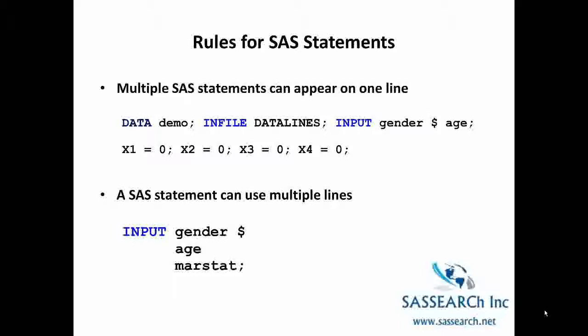The second example defines four variables and sets them to 0. Since these statements are so short, you might put them on the same line. Lastly, a SAS statement can be written over multiple lines. This can be done if the statement is long or for readability. The input statement, which names the variables that are read in, often takes multiple lines. It is, however, just one statement.